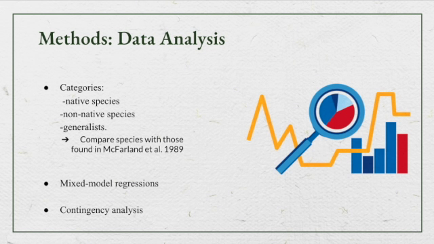We identified pollinator species that were only observed in natural areas, ones that were only observed in the landscaped areas, and those that were observed in both landscaped and natural areas. We later grouped these categories as native species, non-native species, and generalist.